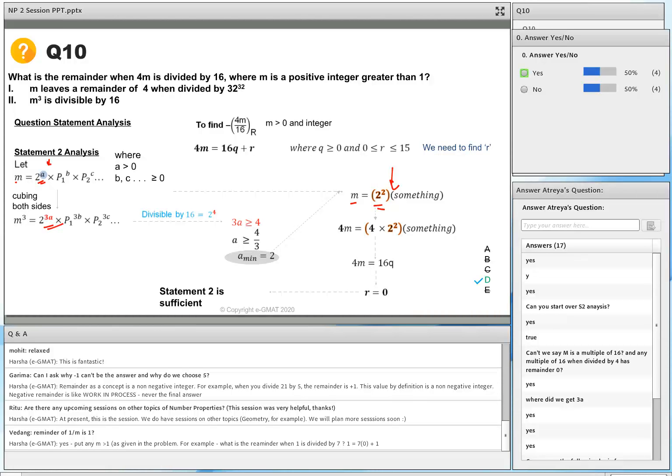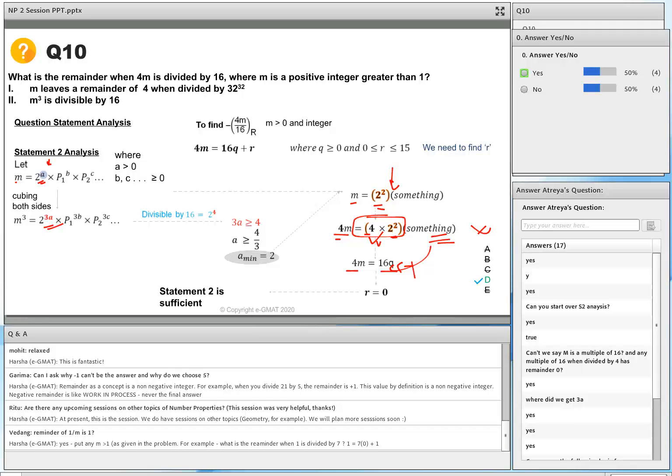2 in it. If m has a 2 to the power 2, 4m would be 4 times 2 to the power 2 times something. Not really interested in the something part. I'm just looking over this part over here. So 4m contains a 16. I can write 4m to be equal to 16 times q, where something is the q part.